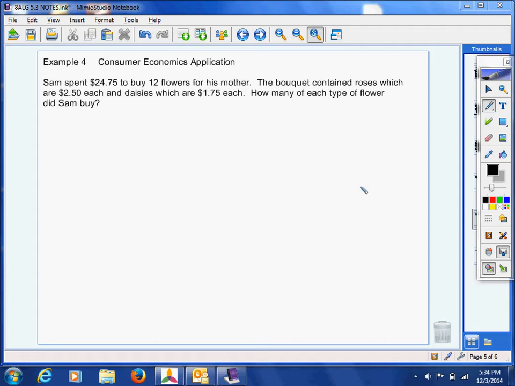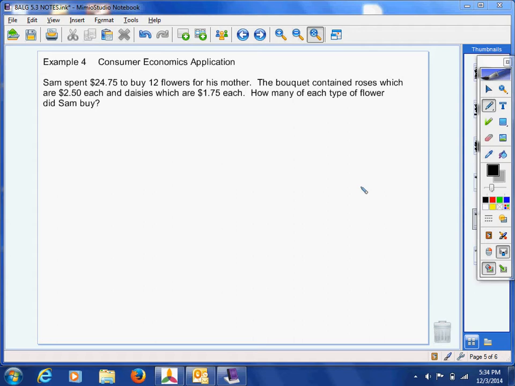Let me read the situation to you. This is what it says. Sam spent $24.75 to buy 12 flowers for his mother. The bouquet contained roses, which are $2.50 each, and daisies, which are $1.75 each. How many of each type of flower did Sam buy?